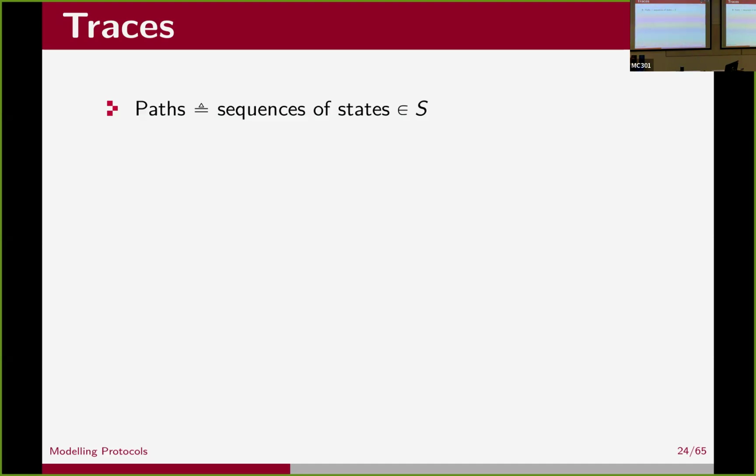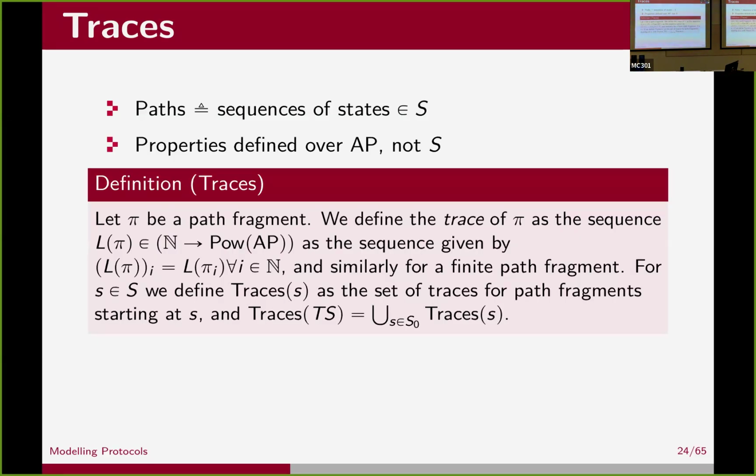So we've had these paths that are sequences of states in the state space of the labeled transition system. But we don't really care about the states themselves, as I said. If you remember, we have this labeling function for atomic propositions. So we actually care about these atomic propositions to define the properties of the system we're looking at. So we want to translate these paths into words over the power set of atomic propositions. We want to define something that we call a trace. So paths are over states, traces are over sets of atomic propositions.